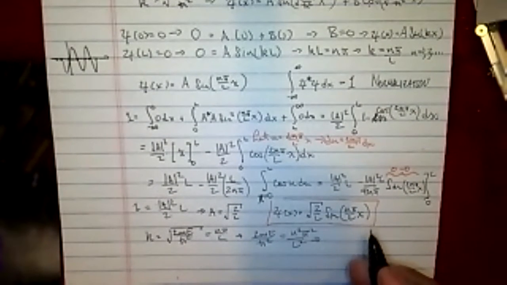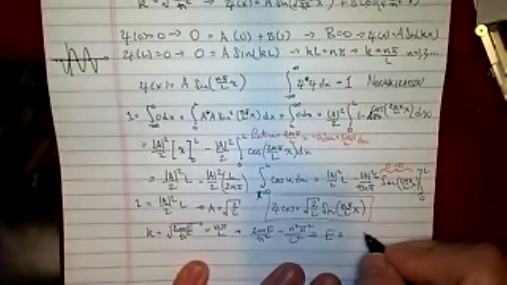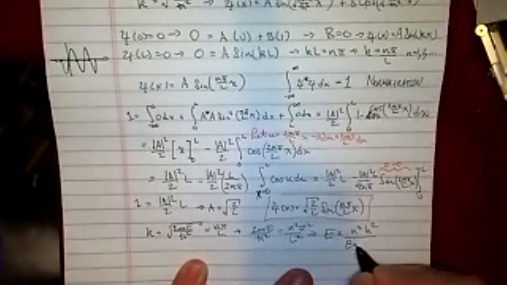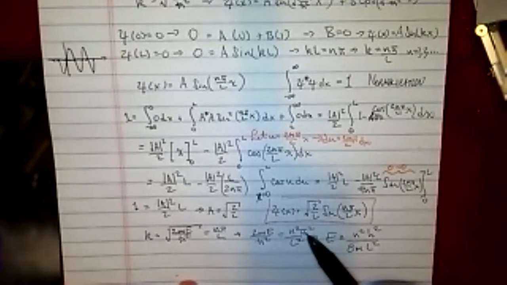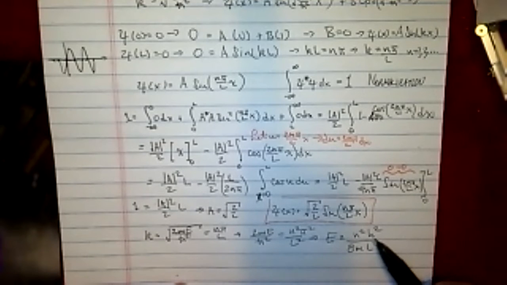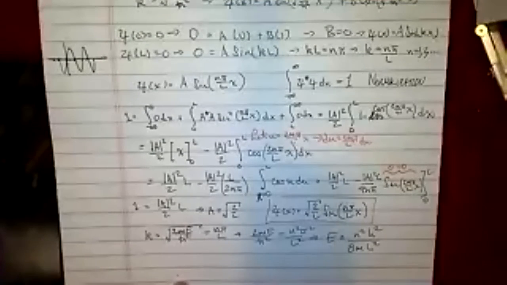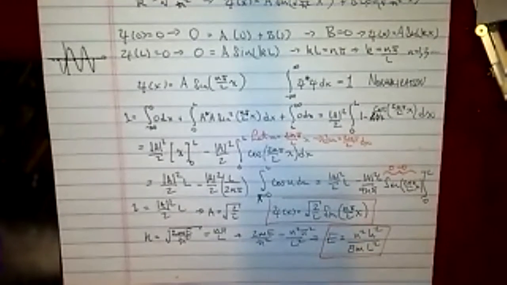Or ultimately, we will find that E is equal to n squared h squared over 8 m L squared. Notice what happens when I square this. I go ahead and plug in h bar, which is h over 2 pi, and that gives me, since it's squared, a 4 pi squared. So that'll cancel out this pi and end up giving me 4 times 2, which is the 8. So that's where I got the 8 from. So there's the actual energy.